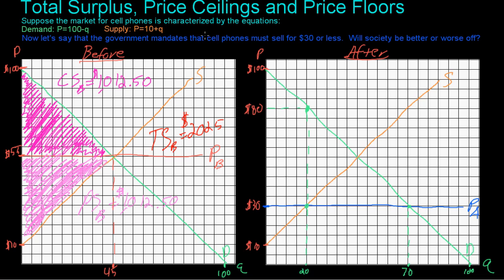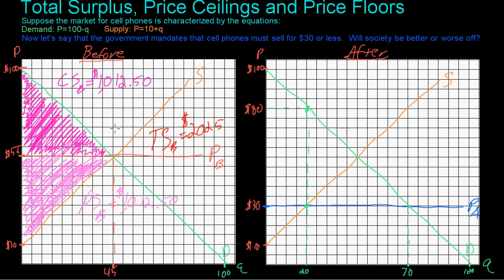So suppose that the market for cell phones is characterized by the equations: demand is where price is equal to 100 minus quantity, and supply is where price is equal to 10 plus quantity. That's drawn over here on the before side, and we have that the equilibrium price will be $55 and the equilibrium quantity will be 45 cell phones. The consumer surplus is $1,012.50, the producer surplus is the same, and total surplus is equal to $2,025.